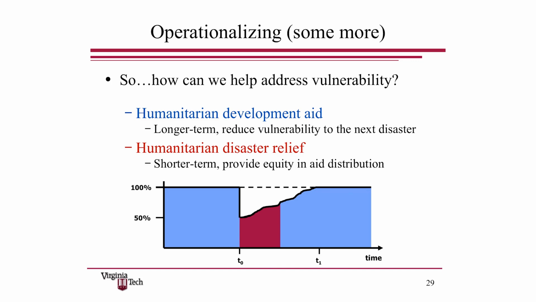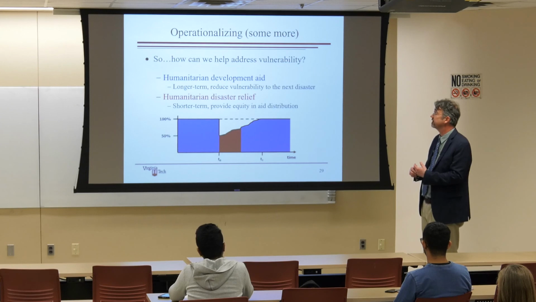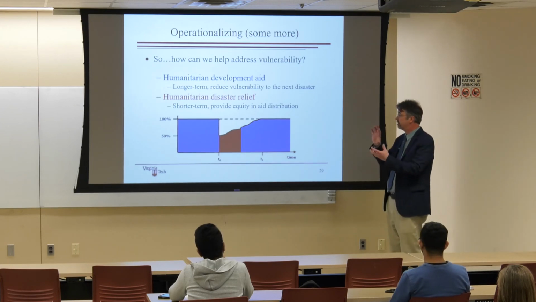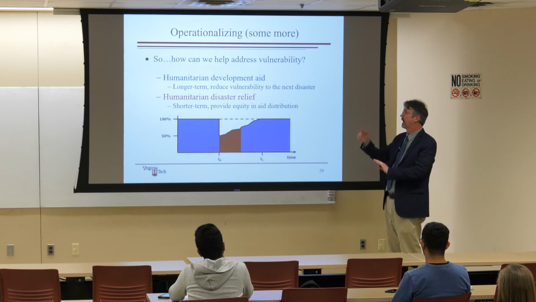Development aid is typically a longer term sort of deal where you look at after the immediate response phase. We're into the recovery phase and the mitigation phase. What can we do to teach people how to better respond the next time around? And then disaster relief, there's lots of interesting problems for how can we go in and provide help to folks. I don't have time to go through.